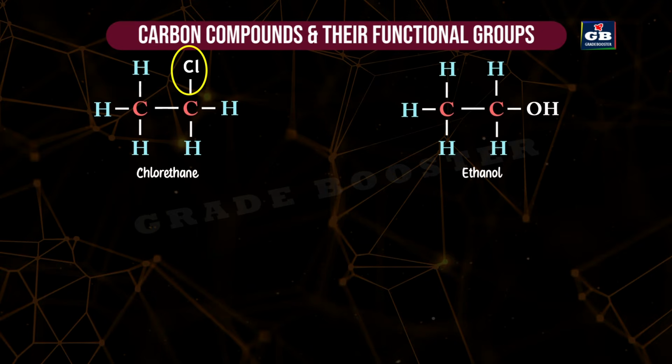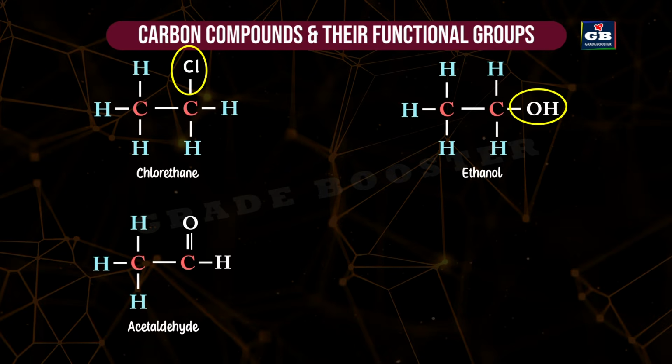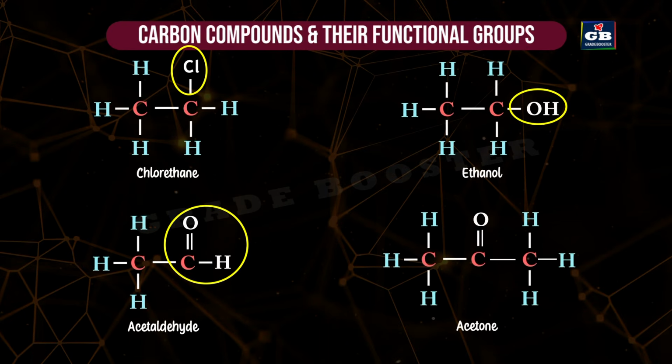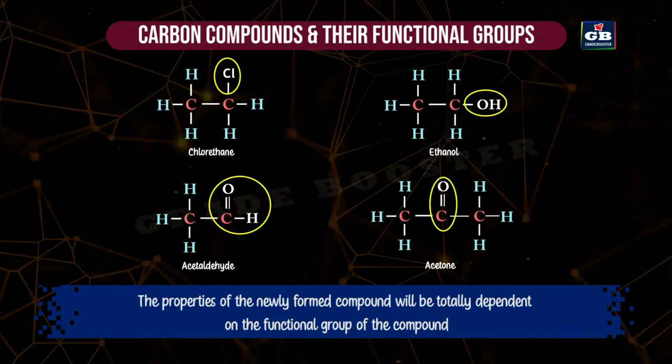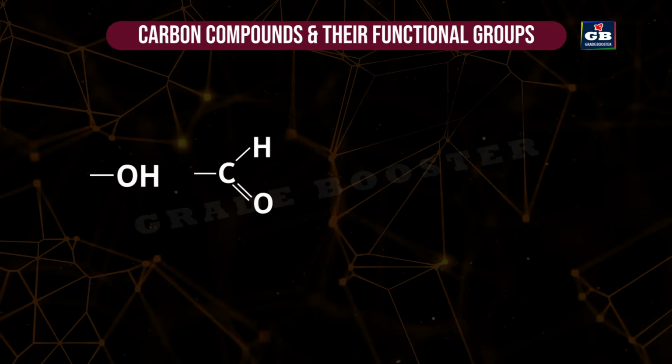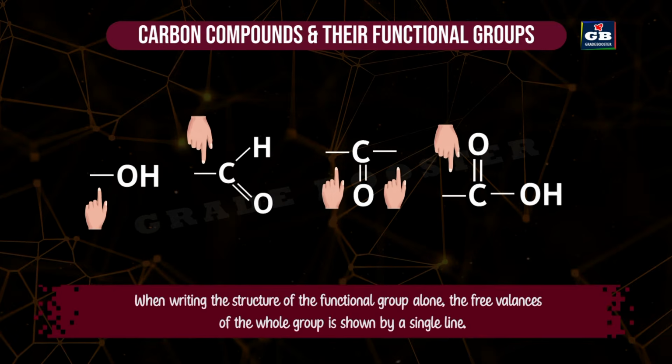This is ethanol. Since OH is the functional group, it is an alcohol. This is acetaldehyde. CHO is the functional group, so it is an aldehyde. This is acetone. CO is the functional group and it is a ketone. The properties of the newly formed compound will be totally dependent on the functional group of the compound. When writing the structure of the functional group alone, the free valencies of the whole group are shown by a single line. Homologous series.